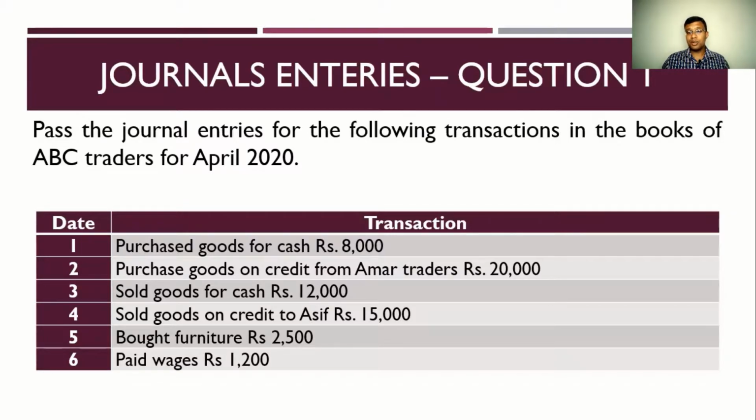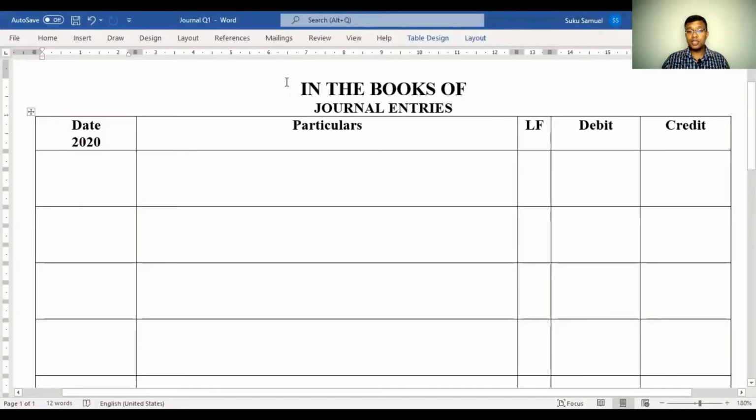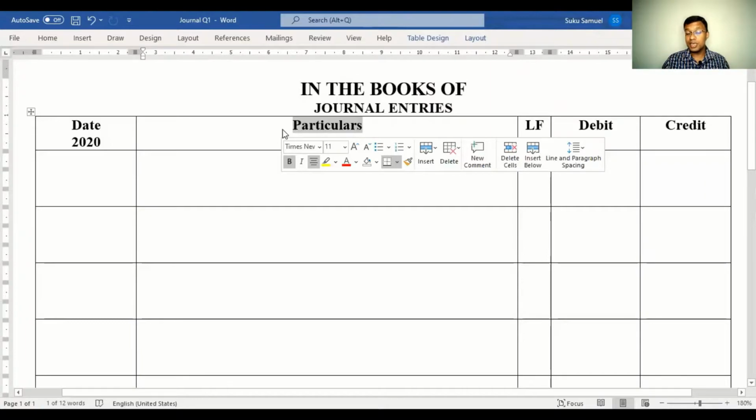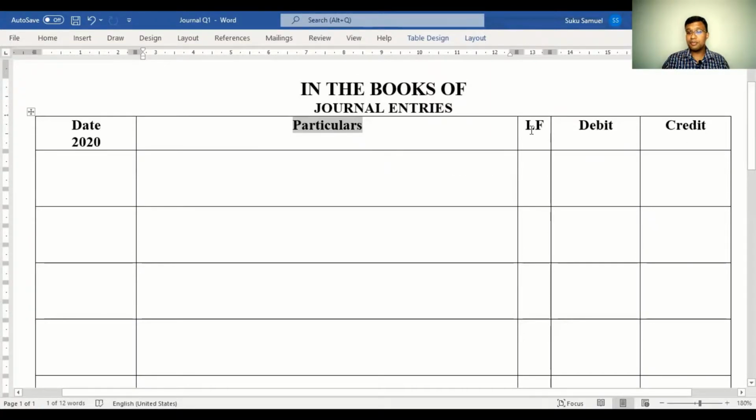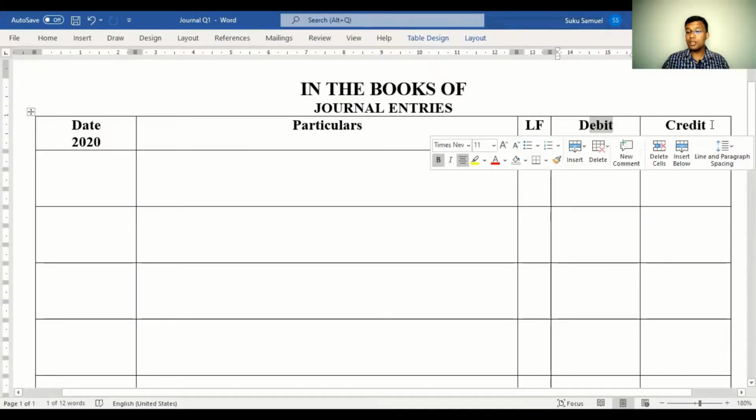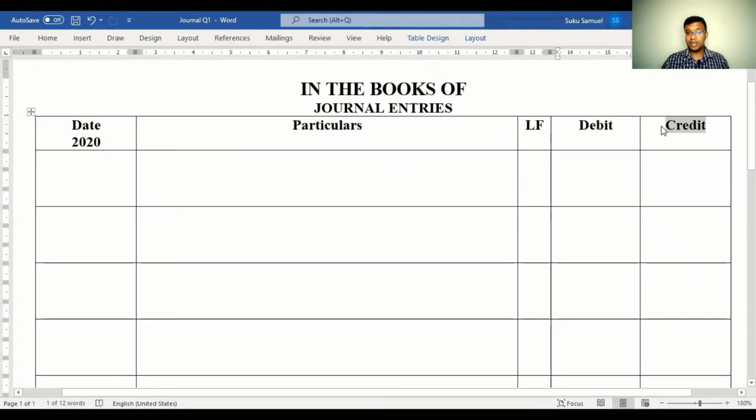Let's look at the format of a journal now. Right over here, I have the journal format. On top, we will have the header. Then we have the date. We will be recording the date of the transaction. Particulars column is where we will be writing down the details of the transaction. LF means ledger folio. Debit is where we will be writing down the debit amount. Credit column, we'll be writing down the credit amount.